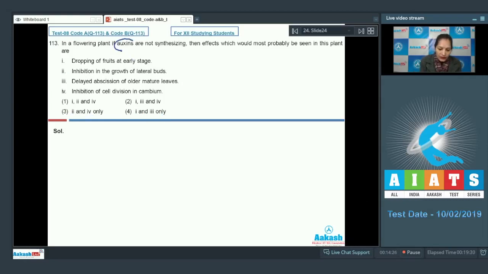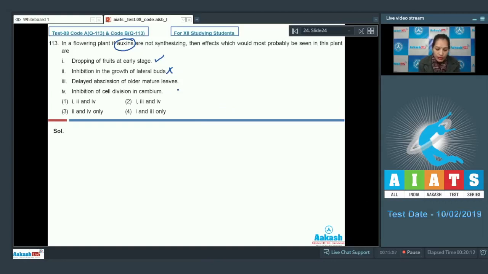Auxins. What are the functions of auxins? Auxins control abscission of fruits at early stage. If auxins are not synthesizing, there will be dropping of fruits at the early stage. So this will be there. Second, inhibition in the growth of lateral buds. No. If auxins are present, they promote apical dominance, meaning they inhibit the growth of lateral buds. If auxins are not synthesized, then there will be promotion of growth of lateral buds. There will be no inhibition. So this will not be there.